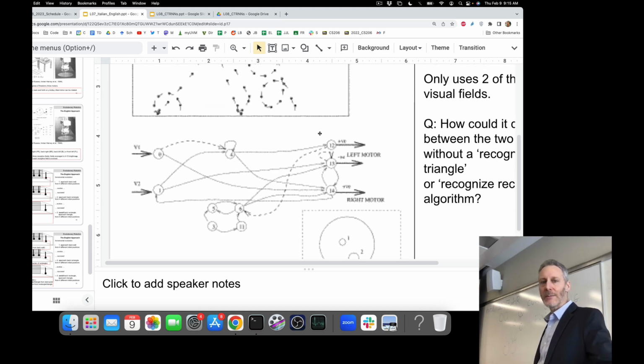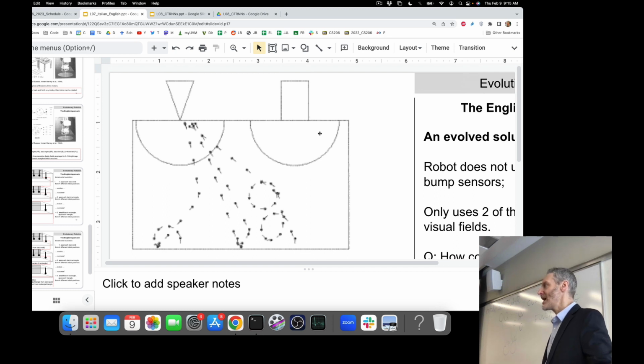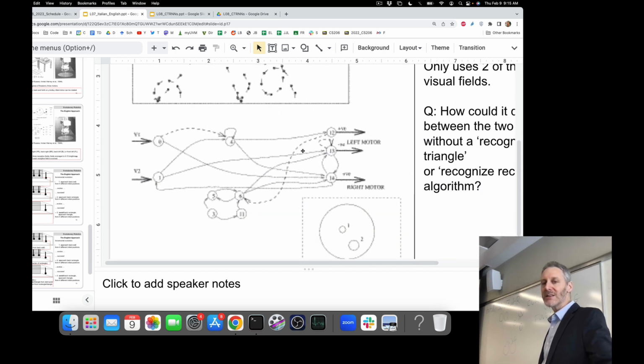This robot clearly is able to distinguish between triangles and rectangles. Where is the triangle recognition module in here? Where is the rectangle recognition module in here? How does it distinguish between triangles and rectangles? It's a little more complicated than a Braitenberg vehicle. We've got more than 2 connections, but not that many.